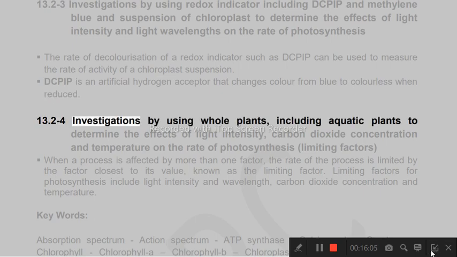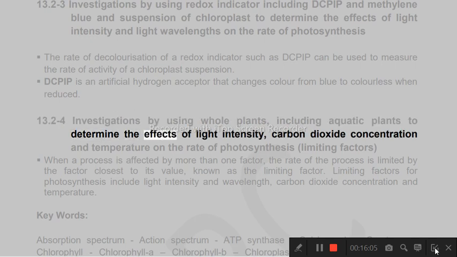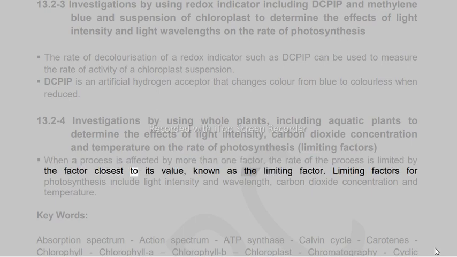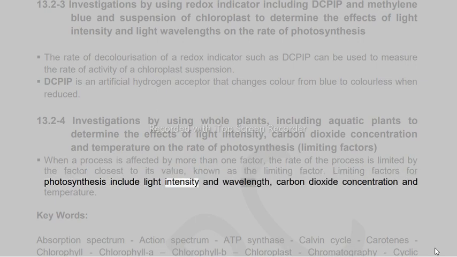13.2-4 Investigations using whole plants, including aquatic plants, to determine the effects of light intensity, carbon dioxide concentration and temperature on the rate of photosynthesis, limiting factors. When a process is affected by more than one factor, the rate of the process is limited by the factor closest to its minimum value, known as a limiting factor. Limiting factors for photosynthesis include light intensity and wavelength, carbon dioxide concentration and temperature.